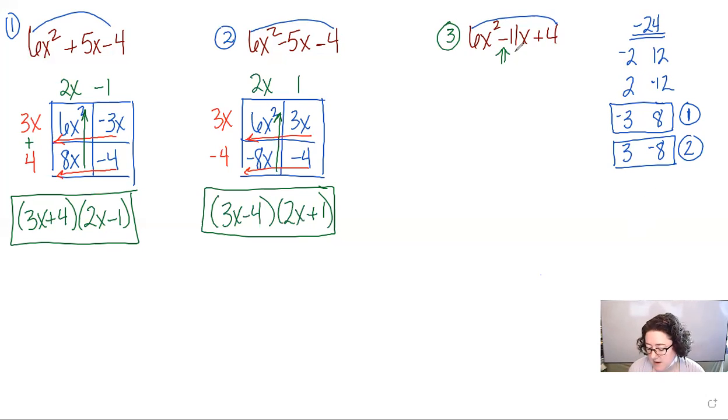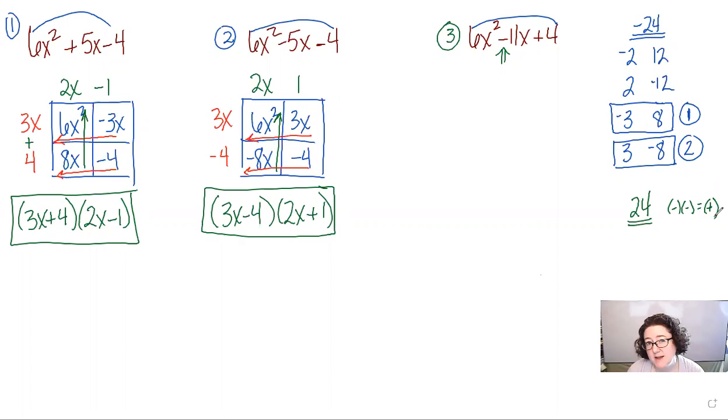So to make a positive 24 when we multiply, that means we're actually going to need to look at negative values to make that negative 11 in the middle, because a negative times a negative is always going to give us a positive. Let me fix that. Go to eraser. There we go. So I could take pairs of negative factors to make this work.